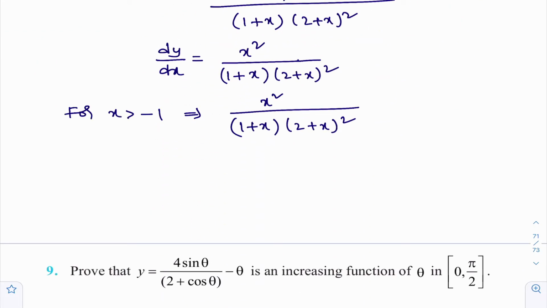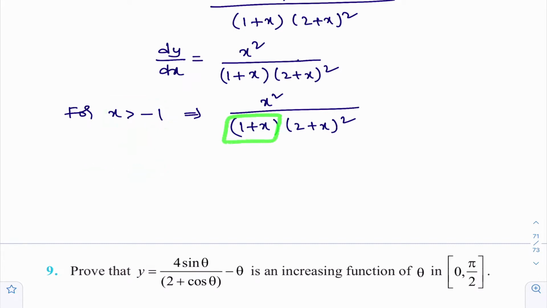than 0. See, whenever the x value is greater than minus 1, x square is clearly positive. Whatever the x value you take, x square is clearly positive. And you observe this 2 plus x whole square. This is also clearly positive. This is clearly positive. This is also clearly positive. Now we need this one, 1 plus x. Is 1 plus x positive or negative? Here they have given x is greater than minus 1. You take minus 1 to the left hand side, then you will get x plus 1 is greater than 0. As they have given x is greater than minus 1, from this we can easily say that x plus 1 is greater than 0. So this is greater than 0.